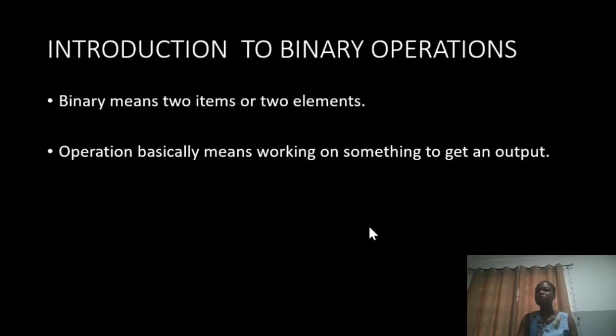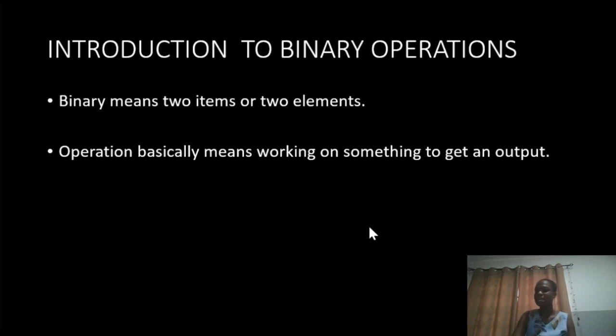So we hear at the hospital that they are performing operation on people. So they are working on them in order for them to get a good result, which is the output of it. So when we say binary operation, it simply means working on two items or two elements to get an output. So you are working on two elements to get an output.